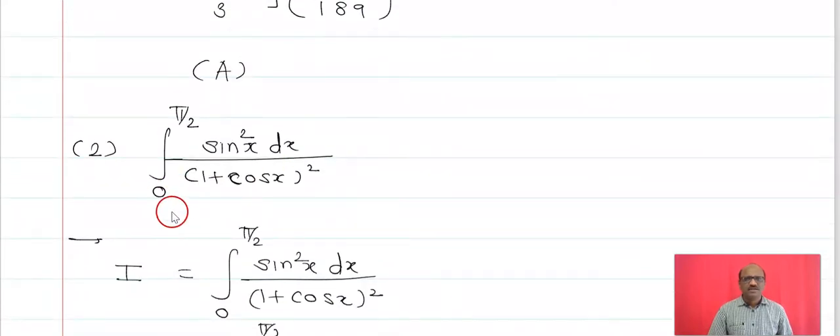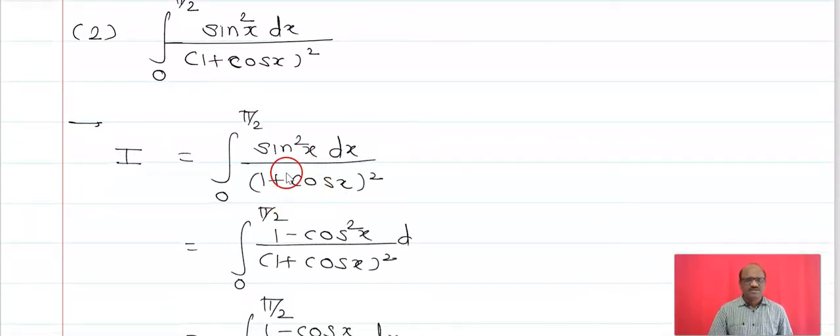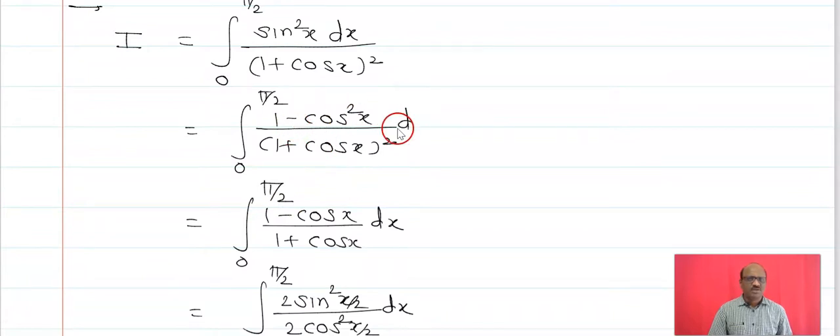Next, integral 0 to pi by 2 of sin square x dx upon (1 plus cos x) bracket square. Now again this is a very simple integral. Sin square x means what? 1 minus cos square x. Separate it, that is, you will get 1 plus cos x and 1 minus cos x.